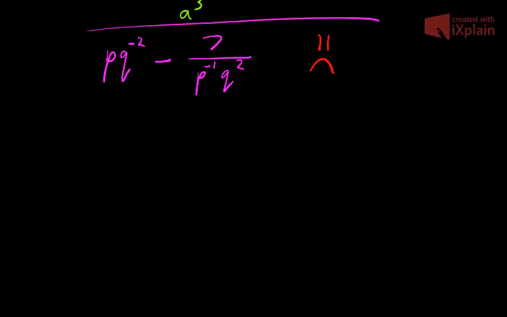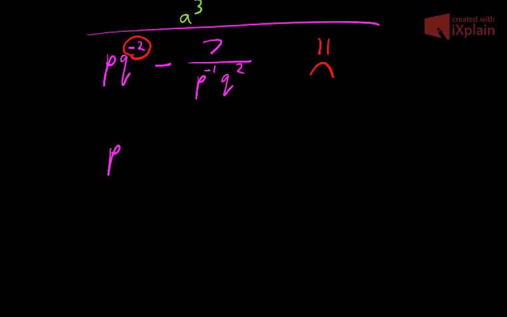So by making these all positive exponents, my p is already positive, it's good to go. My q here has a negative exponent. So what's going to happen to it is it's going to go below the fraction, and the exponent will turn positive. So now this is q to a positive 2. Have my subtraction still. 7's good to go.